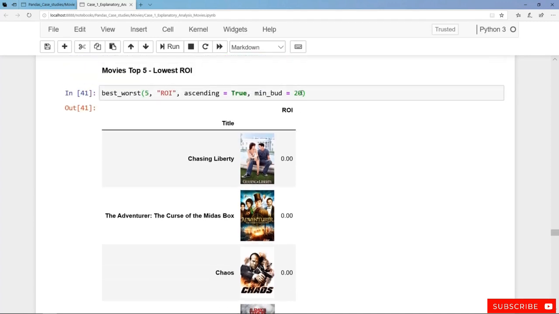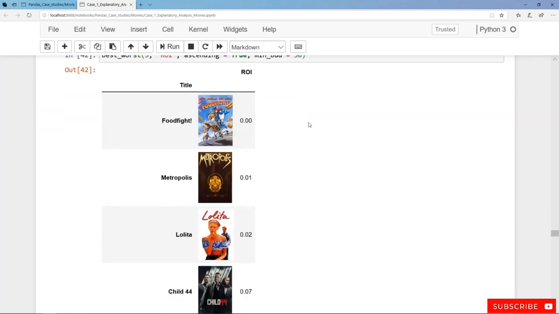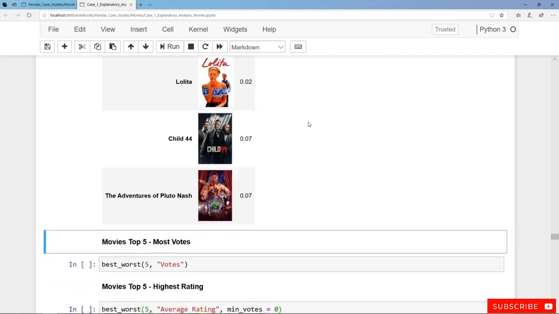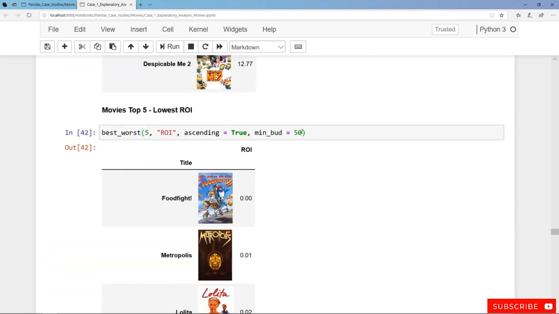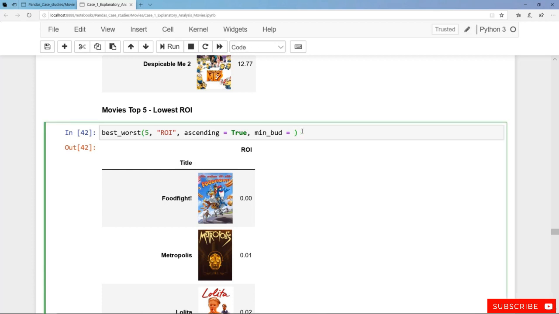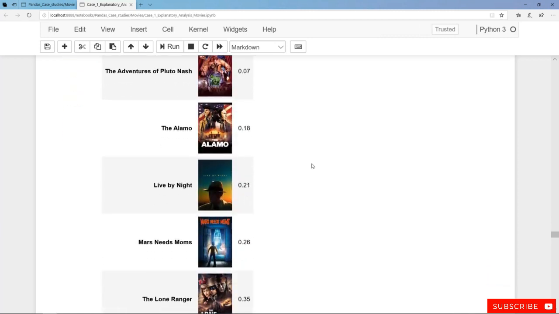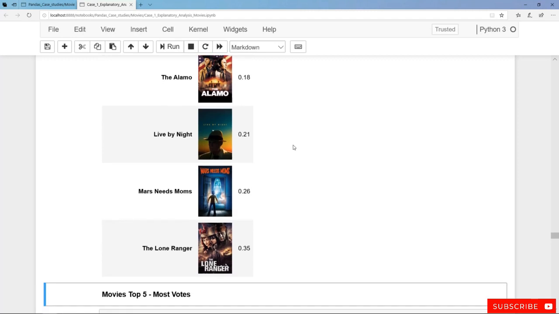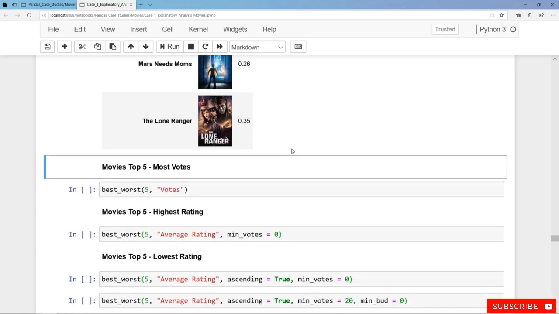So now let's increase. And we can further increase to really expensive movies with a very high budget, so for instance, over 100 million. So again, here we have The Alamo, and Mars Needs Moms, so it's not a surprise with that title here.